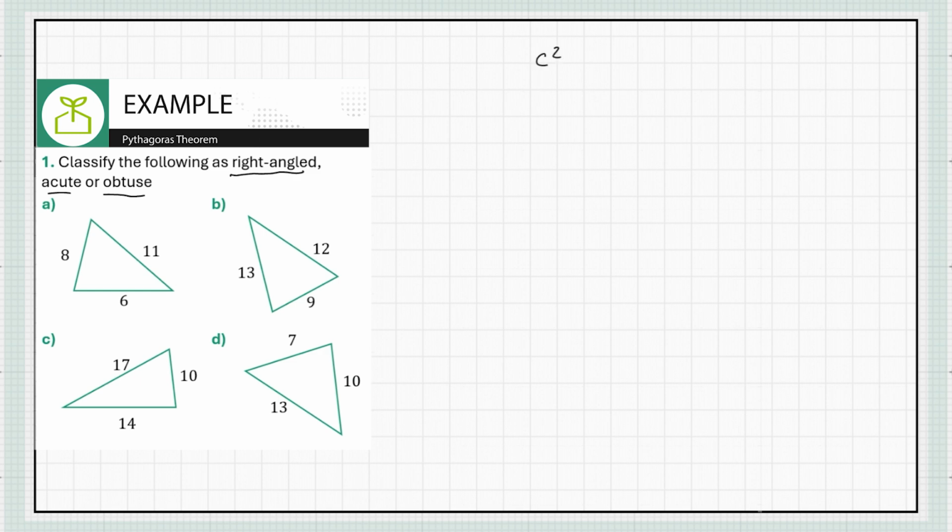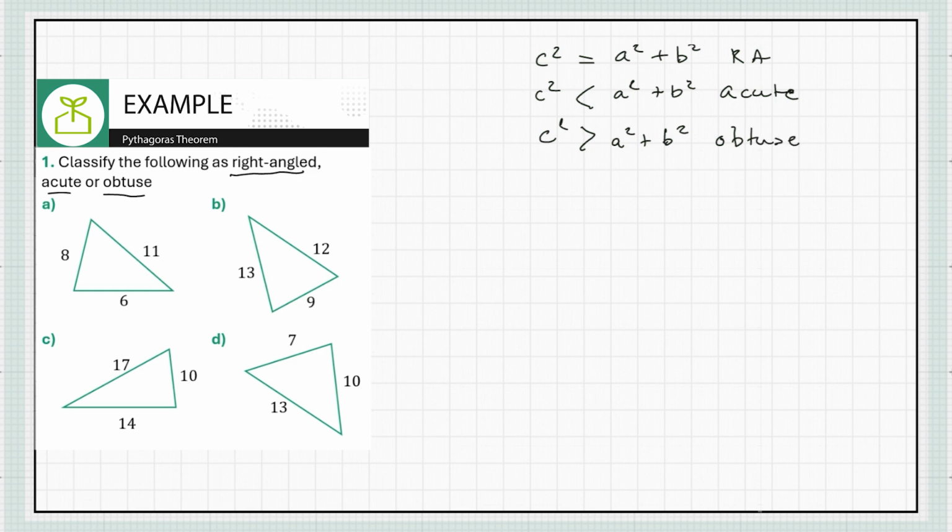So if our longest side or our hypotenuse squared is equal to our two shorter sides squared and then added together, then we have a right-angled triangle. But if we have the situation where our hypotenuse squared is less than these two numbers squared and then added together, we will have an acute angled triangle. If we have something where the hypotenuse squared is greater than a squared plus b squared, then we have an obtuse angled triangle. So we're just going to check what the classification of these particular triangles is.